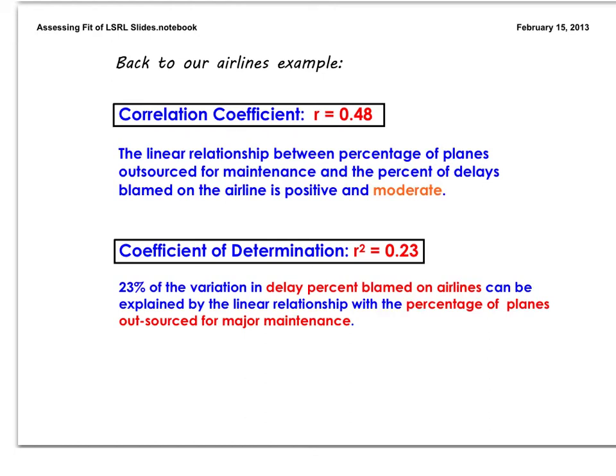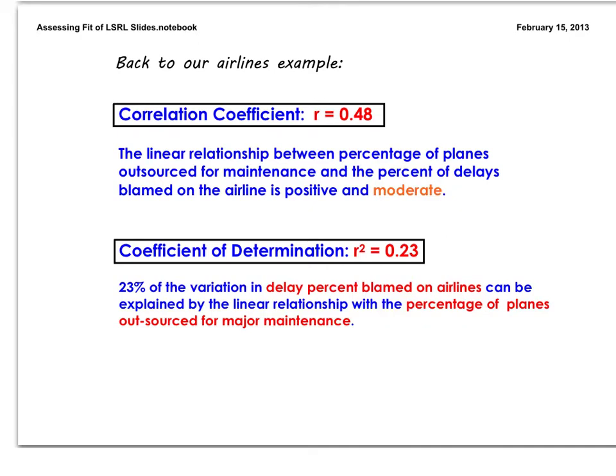And so this tells us that 23% of the variation in delay percent blamed on airlines, the Y variable, can be explained by the linear relationship with the percentage of planes outsourced for major maintenance, the X variable. So those are just 2 measurements that we want to look at in terms of helping us determine whether or not this regression line is a good fit.